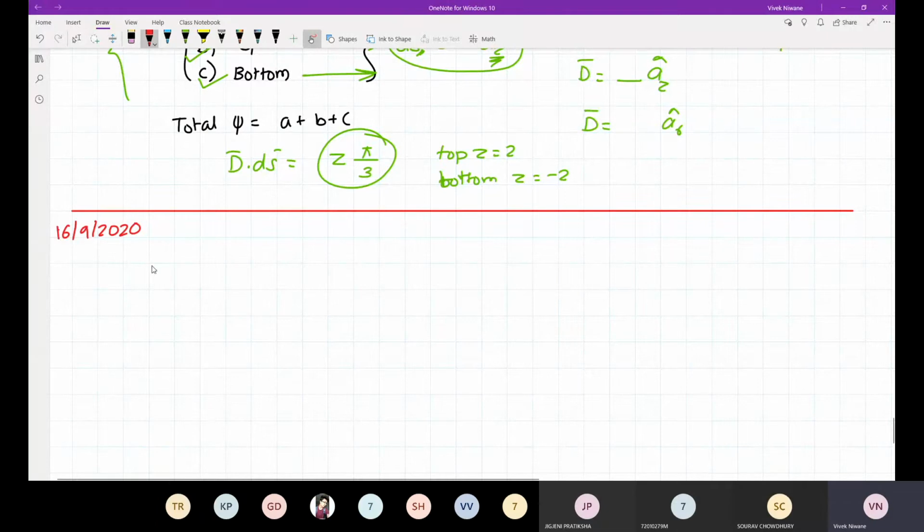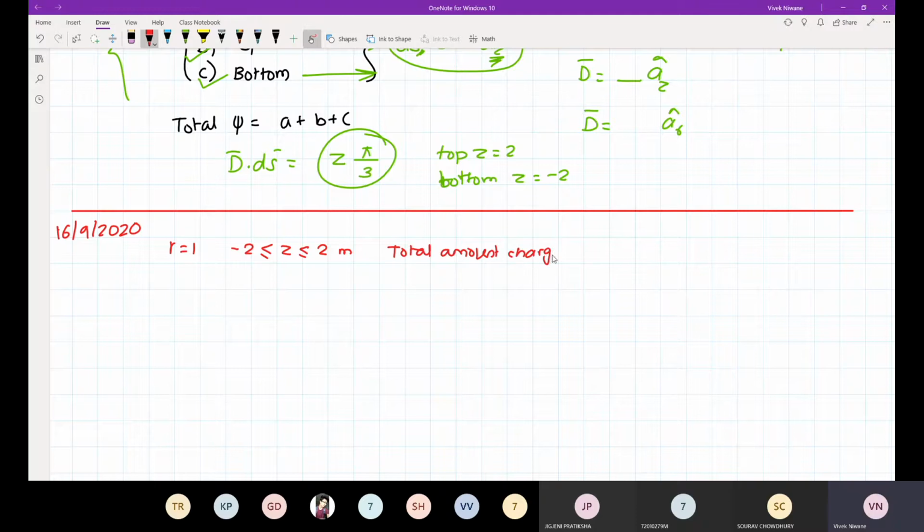Yesterday we had a numerical where we were about to find the total charge enclosed by the given cylinder. The cylinder was described by a radius equal to 1 meter, and its height, that is the z component, varies between -2 to +2 meter.